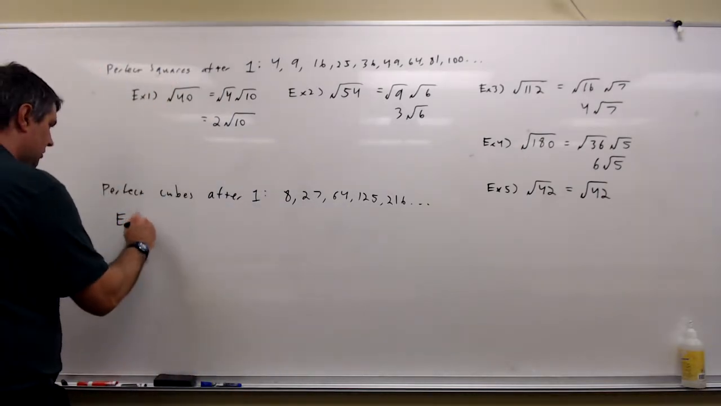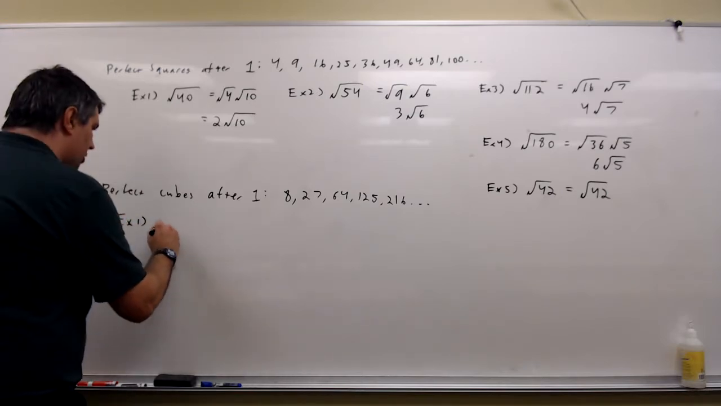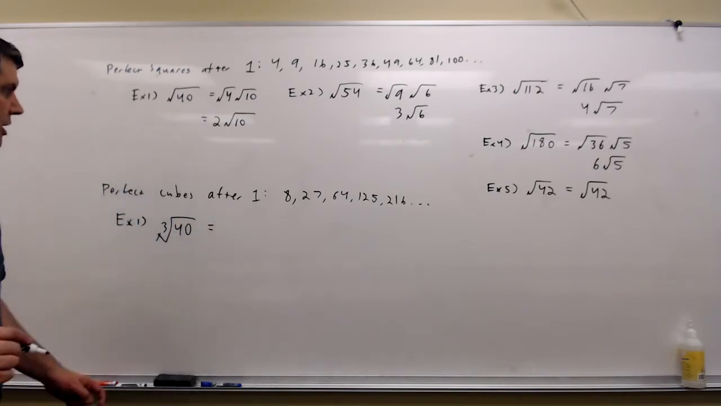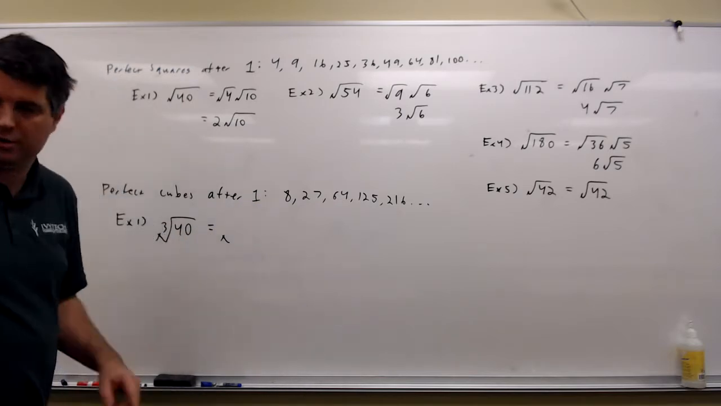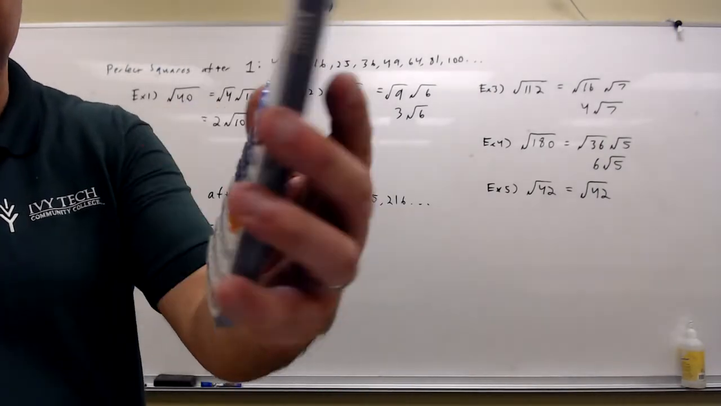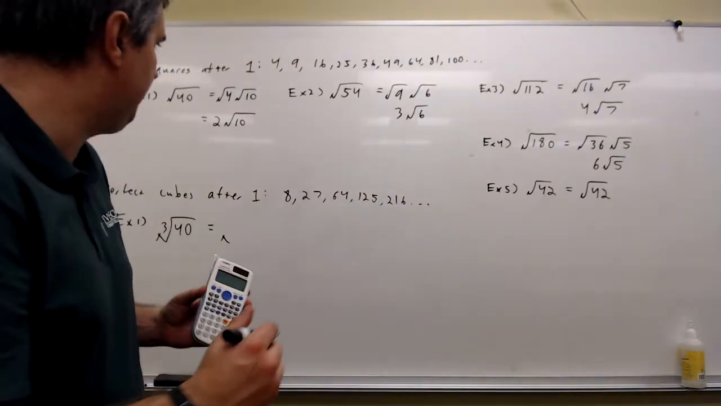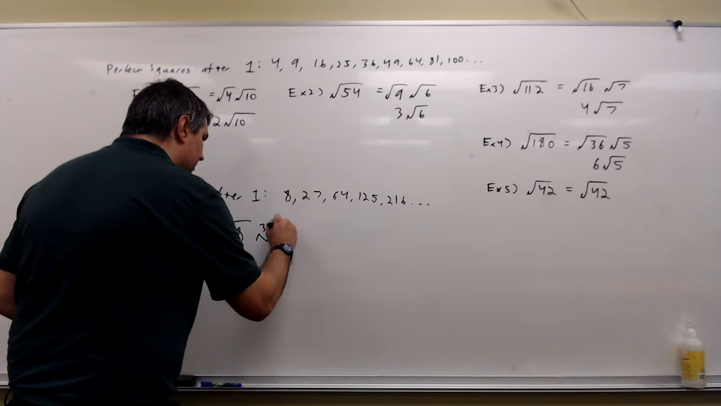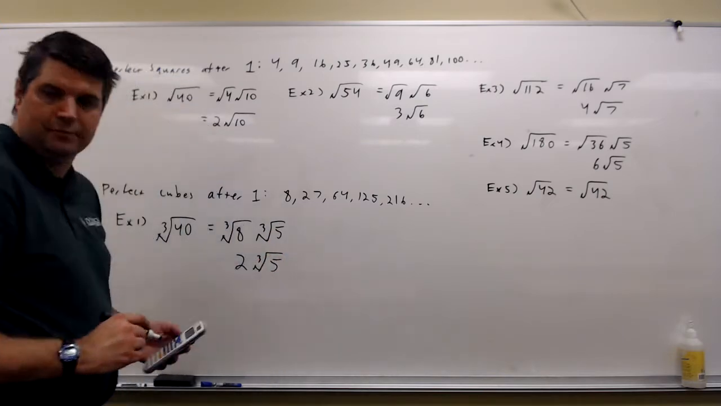Next, I'll do this. Example 1. I had the cube root of 40. Well, 40 is divisible by 8. So 40 divided by 8 is 5. So I got the cube root of 8 and the cube root of 5. That gives me 2 cube root of 5.